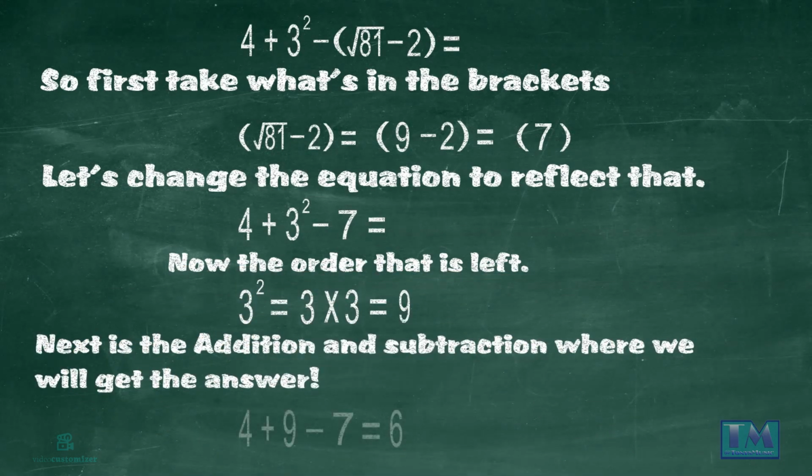Now change the equation to reflect that. 4 plus 3 squared minus 7, there is still an order in the equation, 3 squared, which is the same as saying 3 times 3, which equals 9. So now we change the equation and we are left with only addition and subtraction starting left to right. 4 plus 9 minus 7, which equals 6. If you got that right, well done.